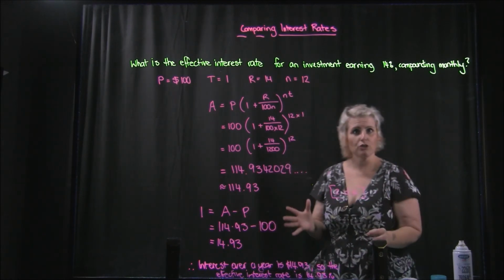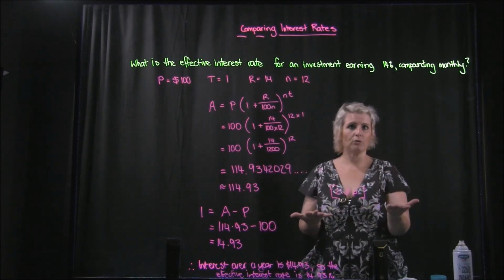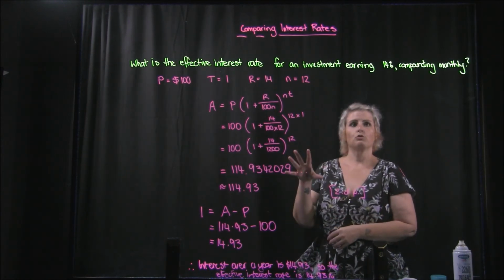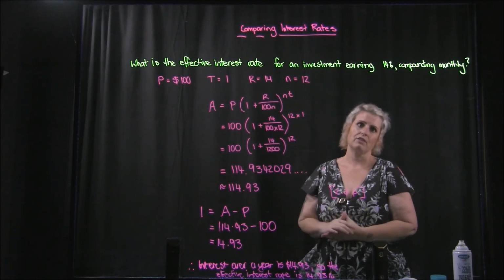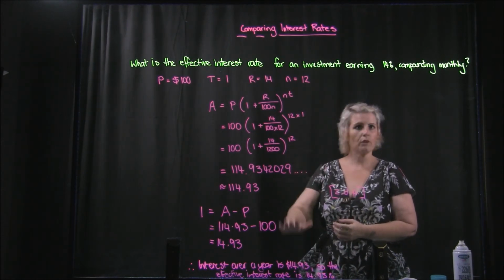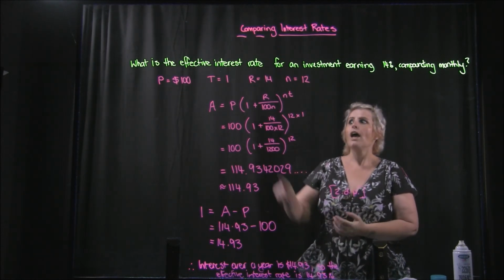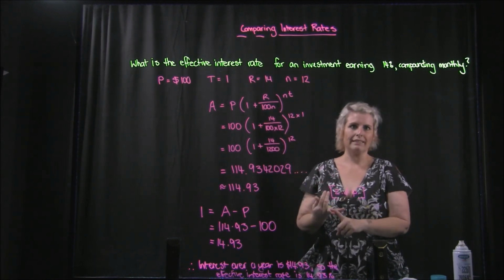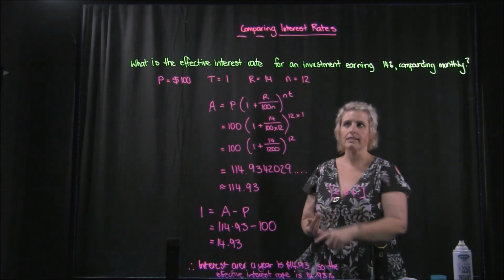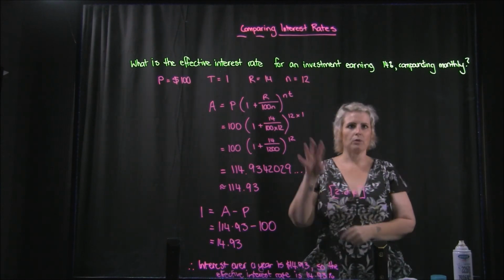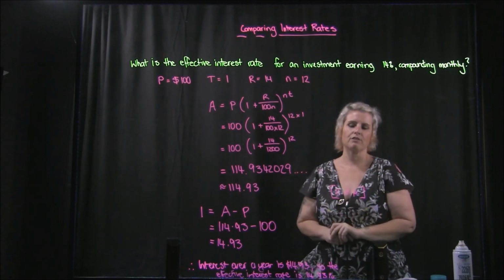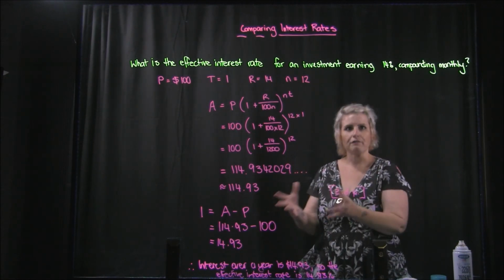Okay, so make sure that you are able to tell the difference between a nominal and an effective interest rate, and ensure that you know how to find an effective interest rate. Remember that it is still following our compound interest formula. We just need to use $100 as the principal and 1 year as time, because it is the number of rests that will indicate how close to the nominal interest rate the effective rate is.